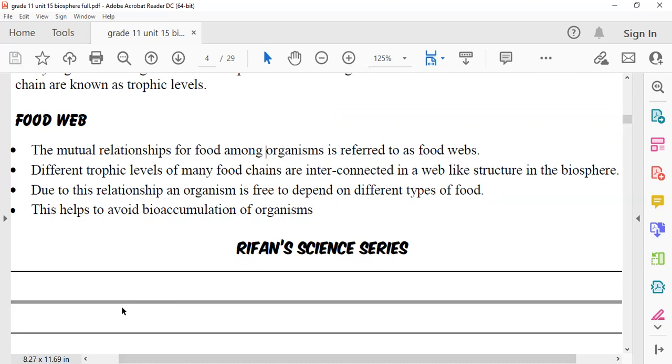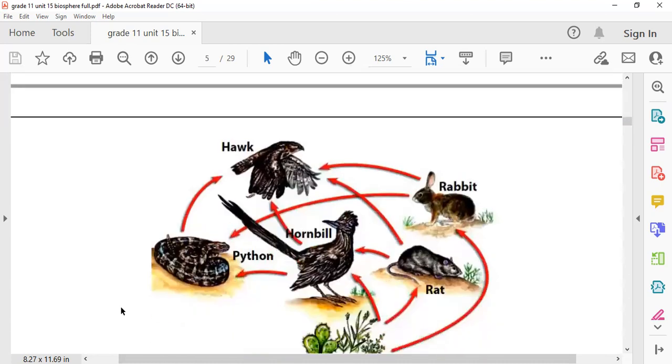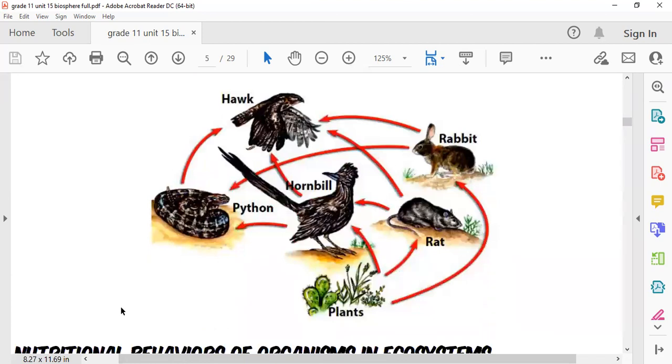So children, you mark the food web details of this, and you mark this food chain. No need to draw this. You use plant, rat, rabbit, hornbill, python, hawk. Word-wise, you apply this. You complete this food web. Word-wise, if you complete it, that is perfectly enough.